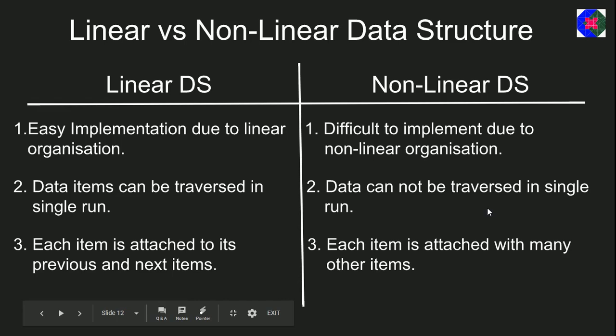Lastly, let us have a look at the differences between linear data structure and non-linear data structure. For linear data structure, due to their linear or sequential organization, they are very easy to implement in computer memory, whereas due to the non-linear organization, it is very difficult to implement non-linear data structure as the computer memory itself is linear. The data items in linear data structure can be traversed in single run, whereas it cannot be done for the case of non-linear data structure. Thirdly, each item of linear data structure is attached to its previous and next items, but each item is attached with many other items for the case of non-linear data structure.